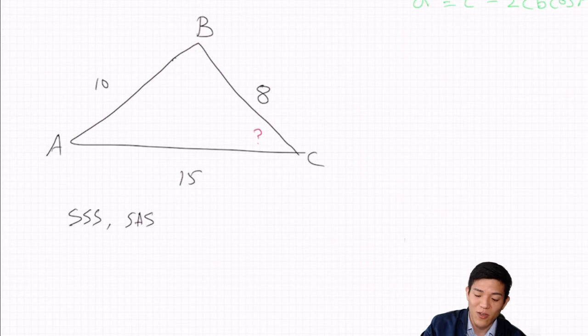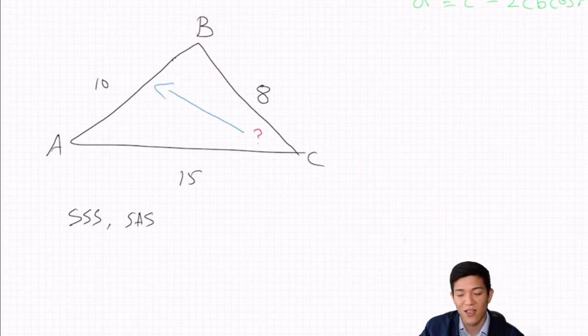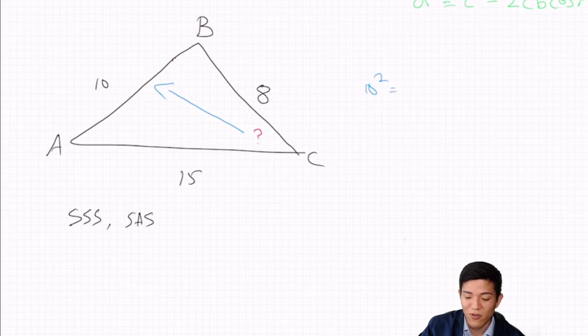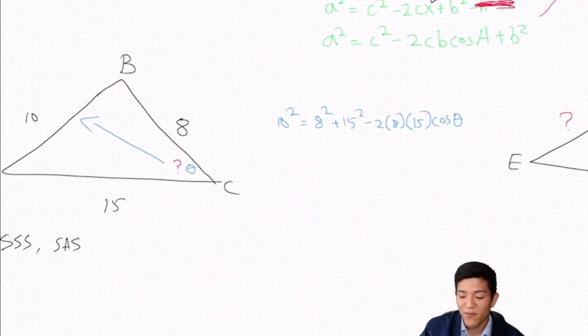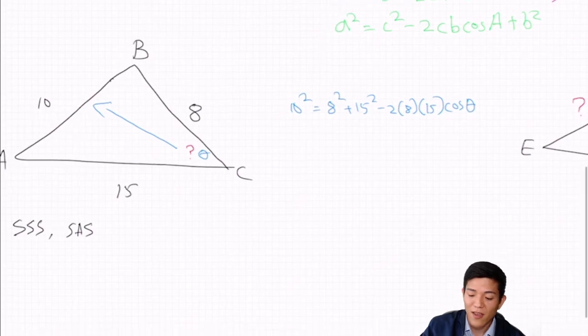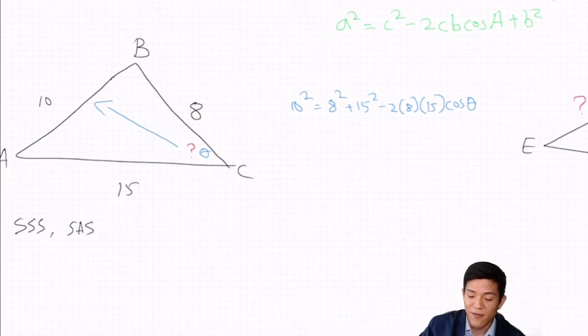Then on the left side, what do we have? The opposite side length goes on the left by itself. So we have 10 squared is equal to 8 squared plus 15 squared minus 2 times 8 times 15 times cosine of angle C. Let's call it theta again, cosine of theta. That looks just like the equation we have. Now we just need to solve for theta.